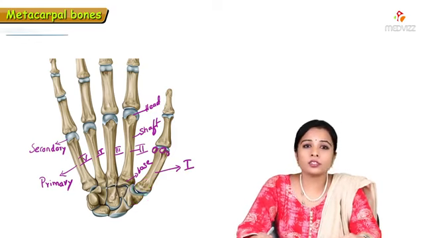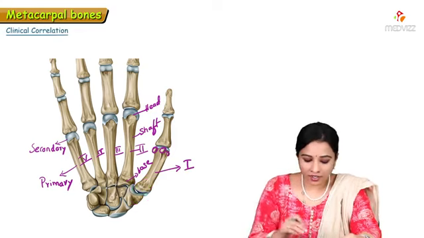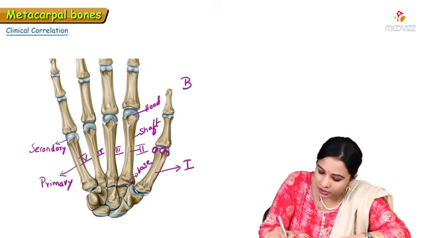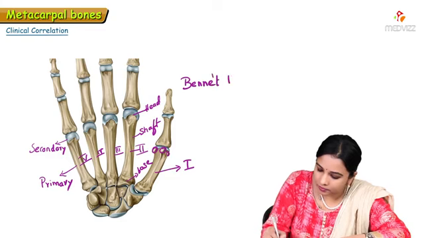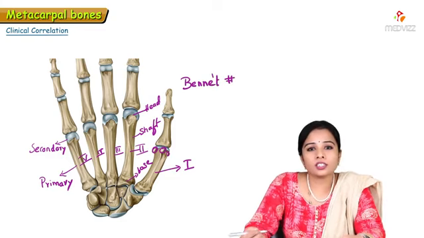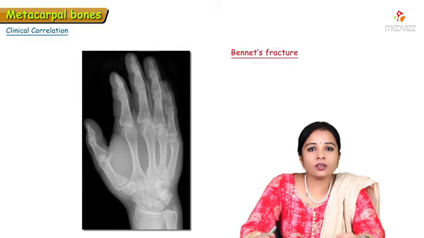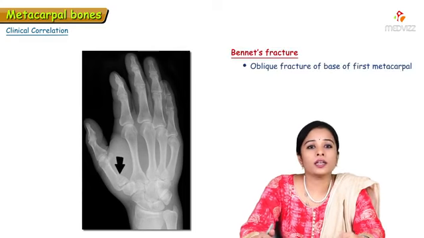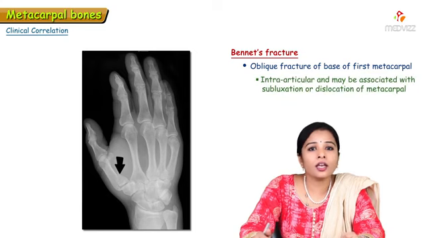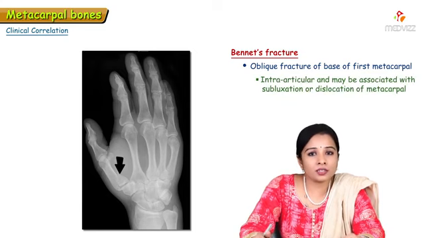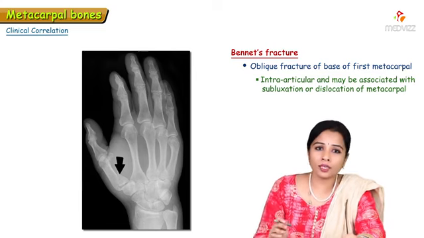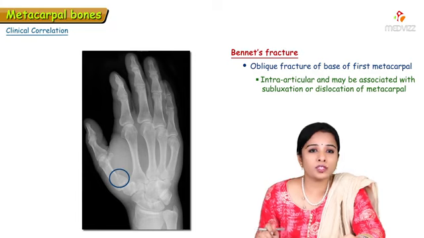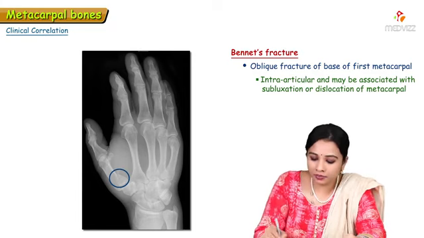Let us talk about some clinical correlations of these bones. The first condition is Bennett's fracture. Bennett's fracture is an oblique fracture of the base of the first metacarpal. It is intra-articular and may be associated with subluxation or dislocation of the metacarpal. So it is near the base of the first metacarpal that Bennett's fracture occurs.